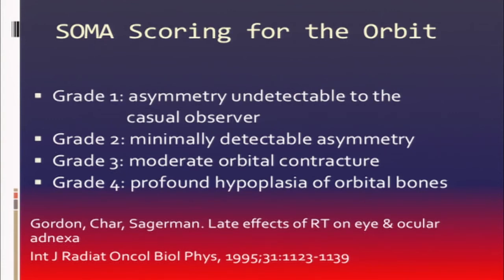When it comes to the orbit, there is a staging system. 1995 it is, according to Gordon. And he looked at it very simply. Grade 1, asymmetry undetectable to the casual observer. 2, minimal detectable asymmetry. 3, moderate orbital contracture. And 4, profound hypoplasia of the orbital bones. And he gives a diagram to illustrate each of those. The first, not observable to the casual person, then more observable and slowly getting worse. And we're all used to seeing these pictures.